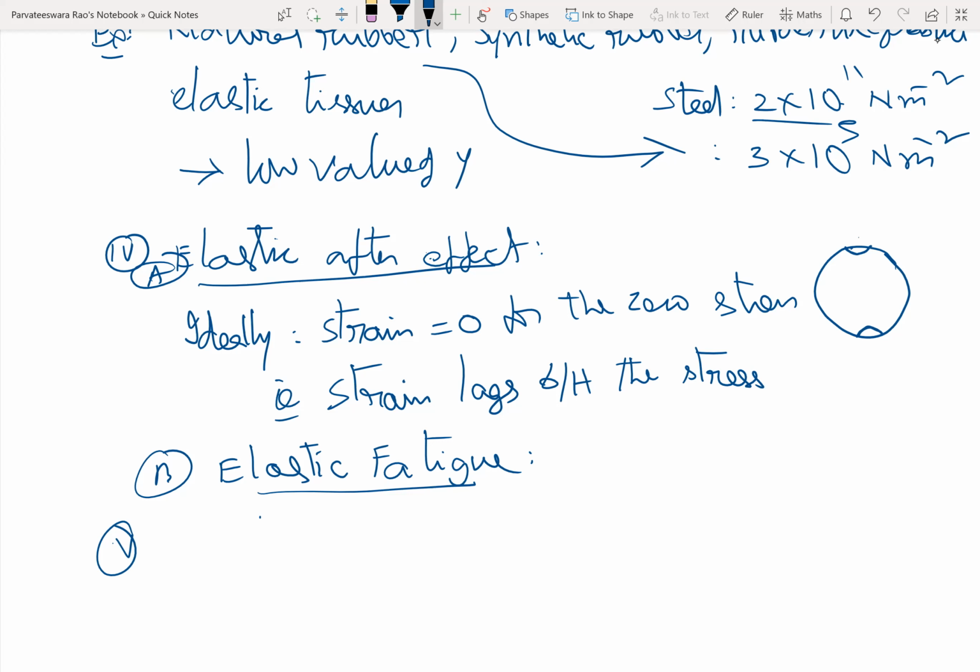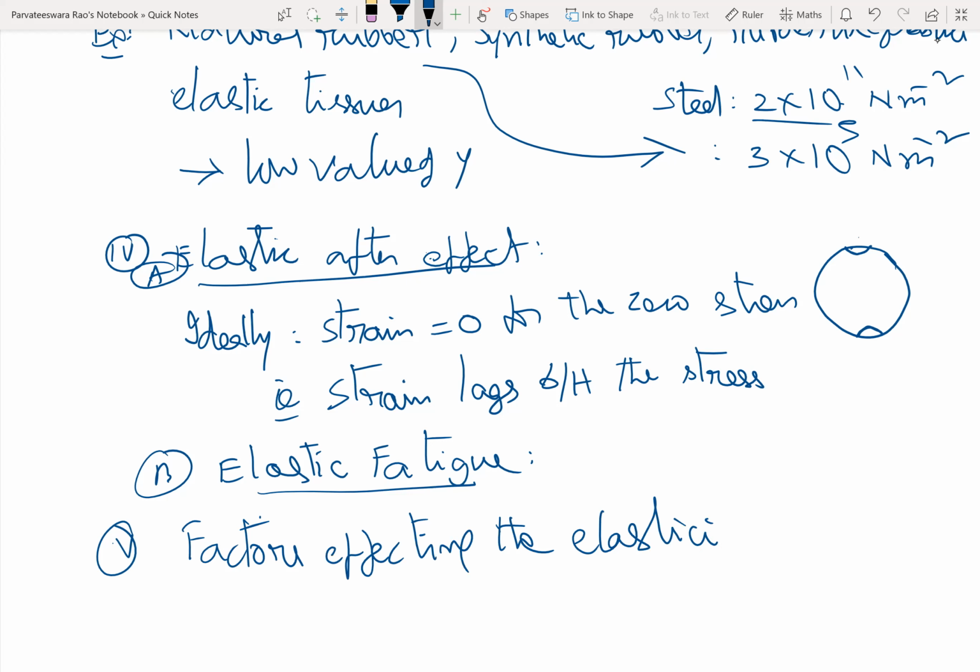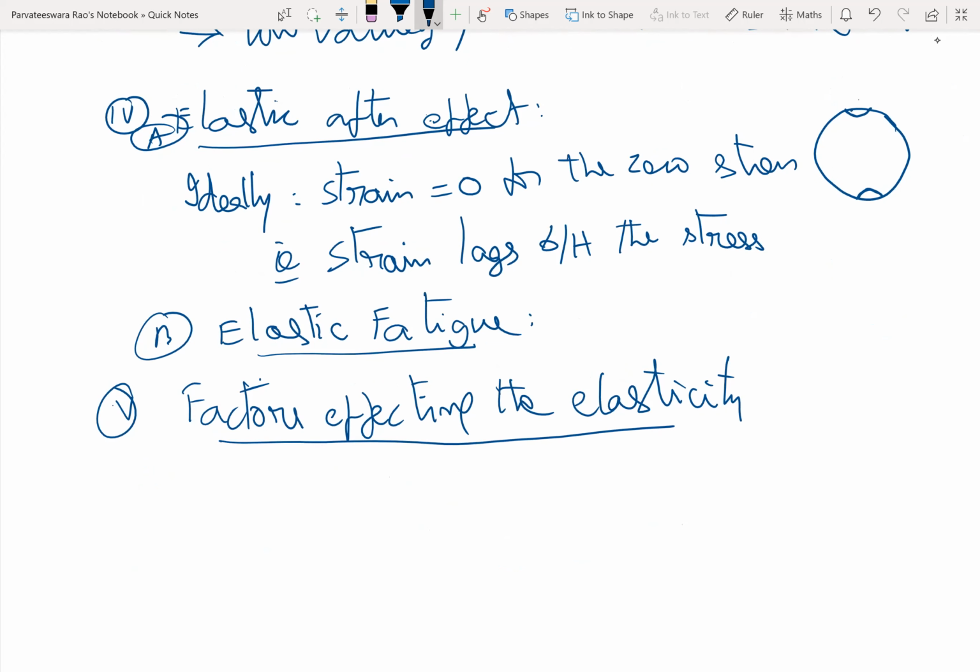Okay. And one more, factors affecting the elasticity. First one is annealing. So this is keeping on hammering, hitting the material with hard objects, etc., which will reduce the elasticity.